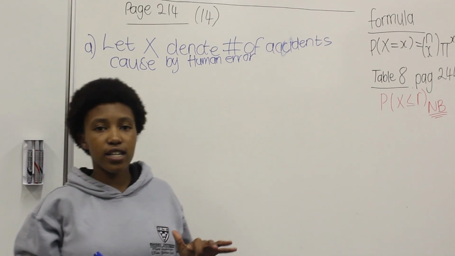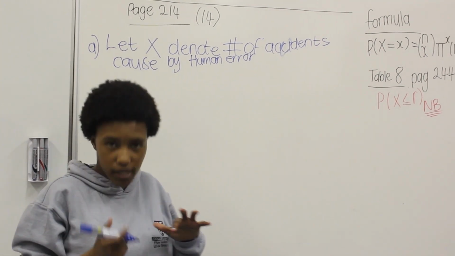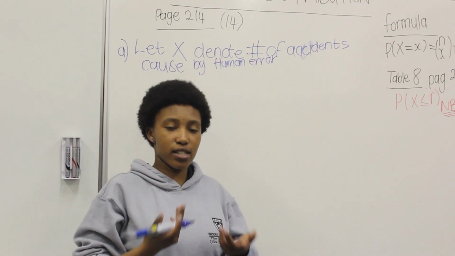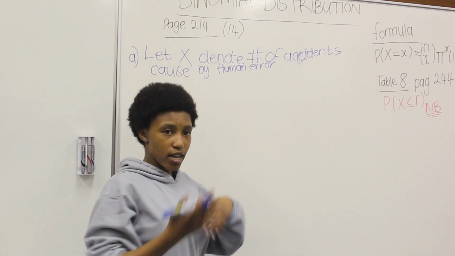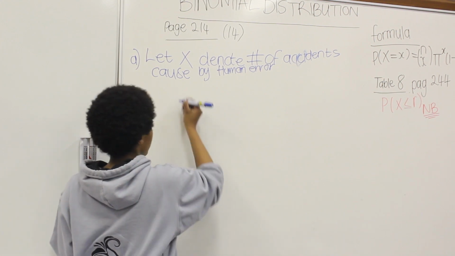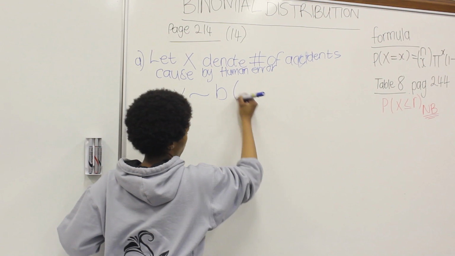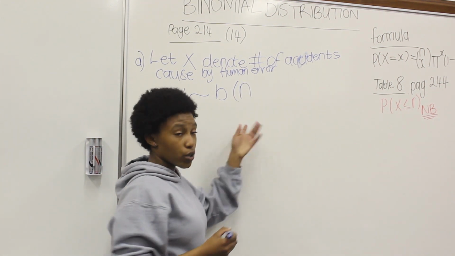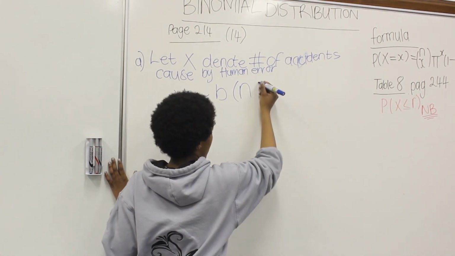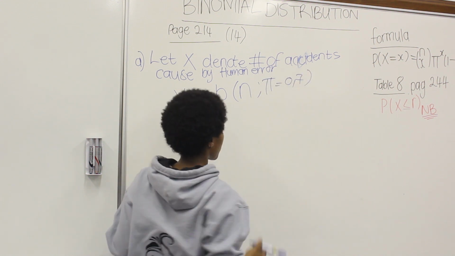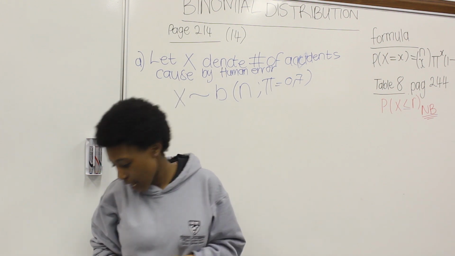So because it's 70% human error, 70% not human error, that's how we know that it's a binomial distribution. So it's a yes or no situation. So x is distributed binomially with parameters n, which we don't know yet, and a pi of 0.7, right? So that's your A done.